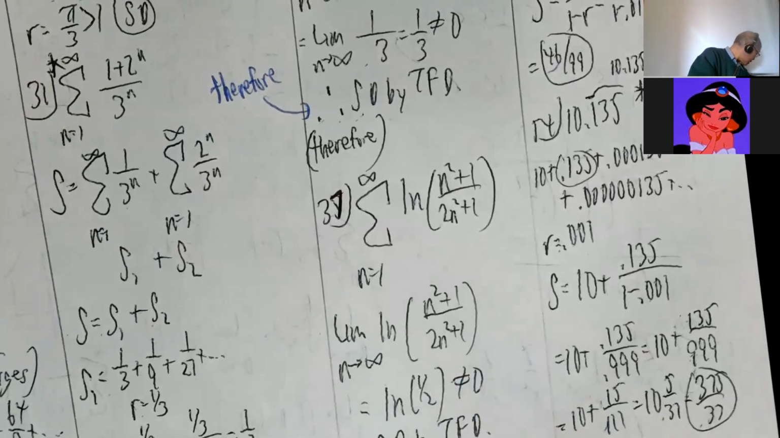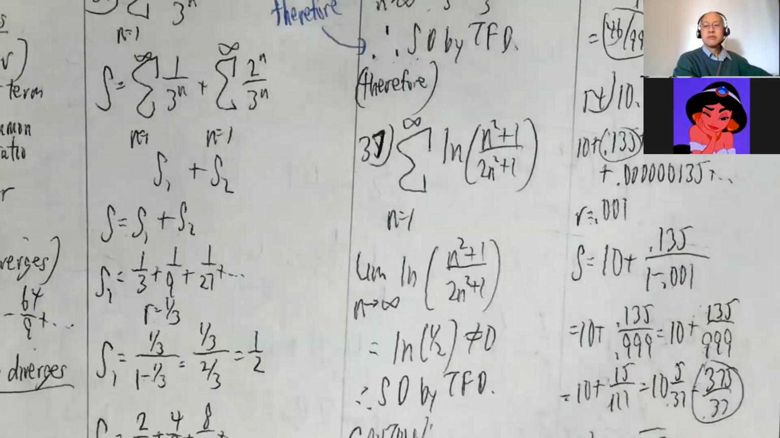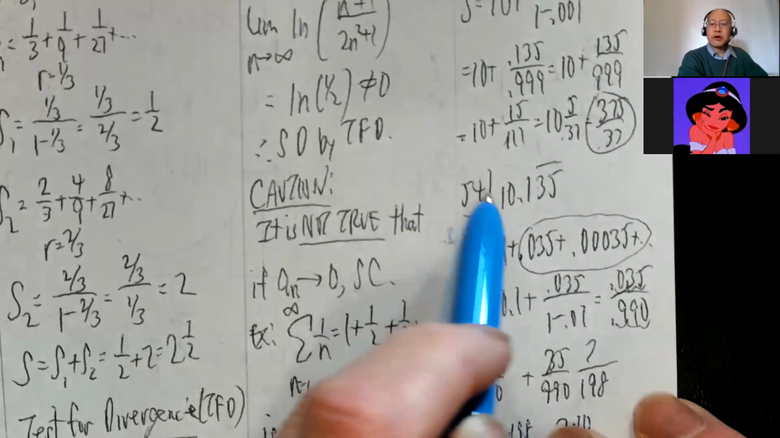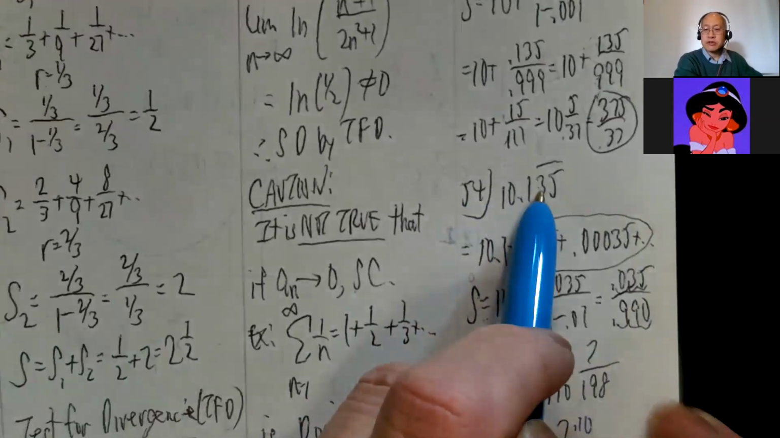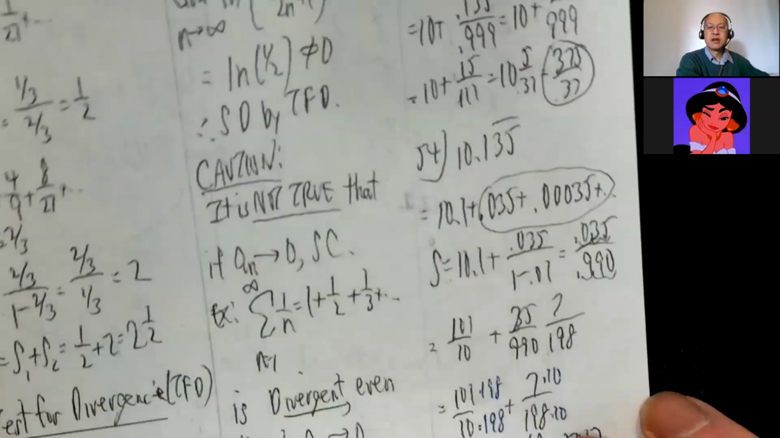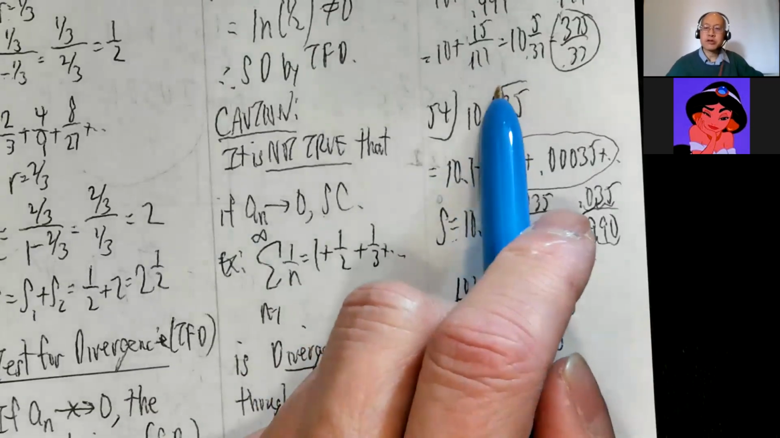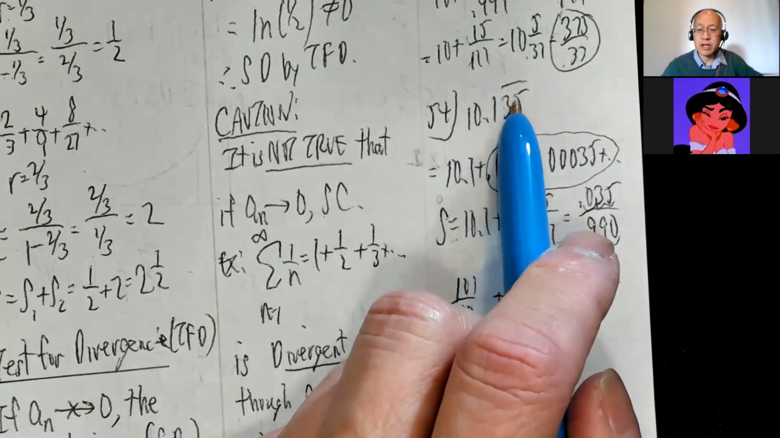Oh, I see. I actually did a 54 star. The actual 54 is a little bit different. 10.135 is repeating, so the bar is only over the 35. The 35 is the repeating unit.